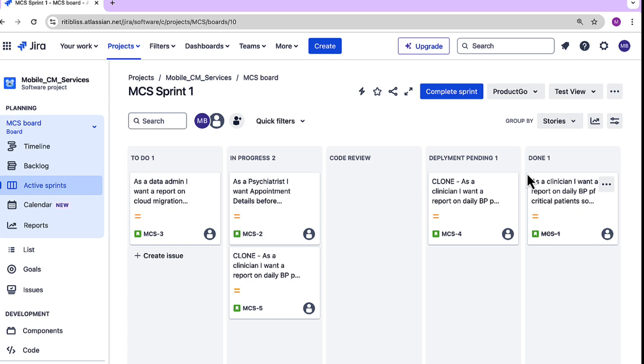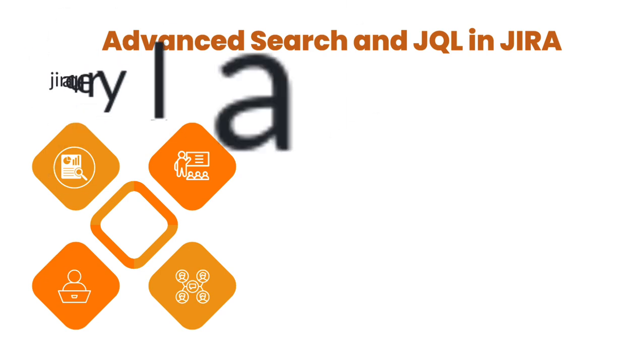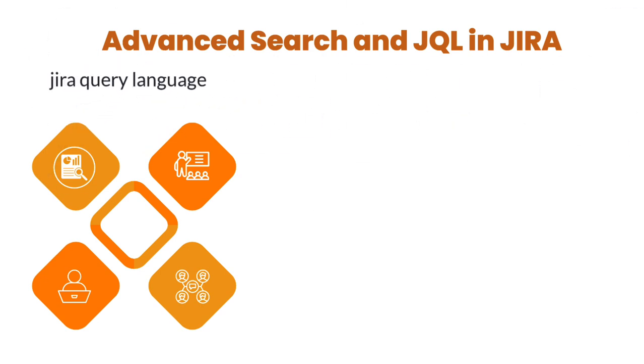Okay, let's go back. Now let's move ahead to another topic, that is advanced searching and JQL in Jira. Jira allows you to do basic searching as well as advanced searching using JQL, that is Jira Query Language, to search for issues. You can specify criteria that cannot be defined, or are difficult to define, in quick or basic searches, and have an advanced search for you.